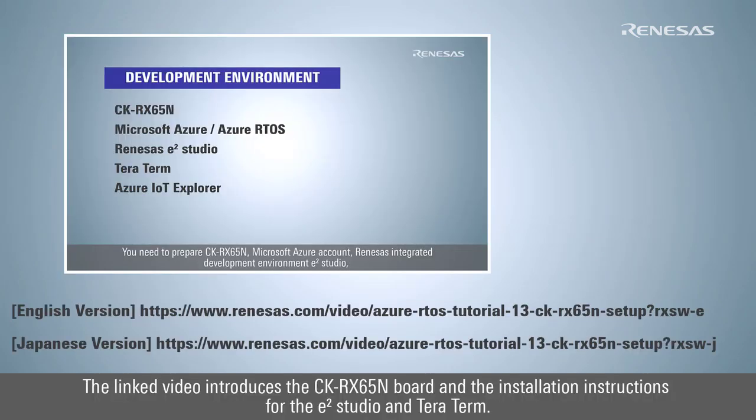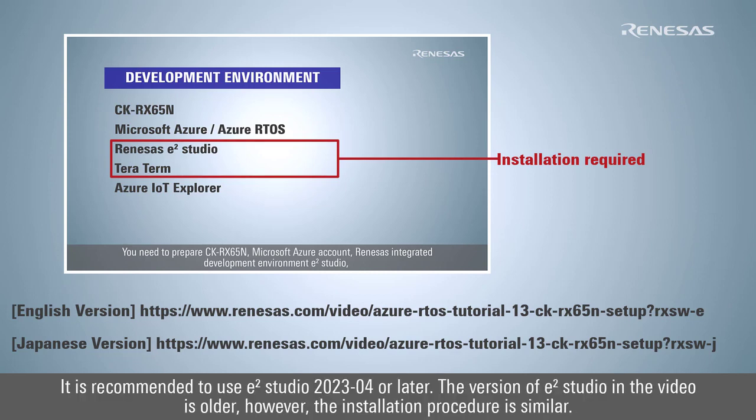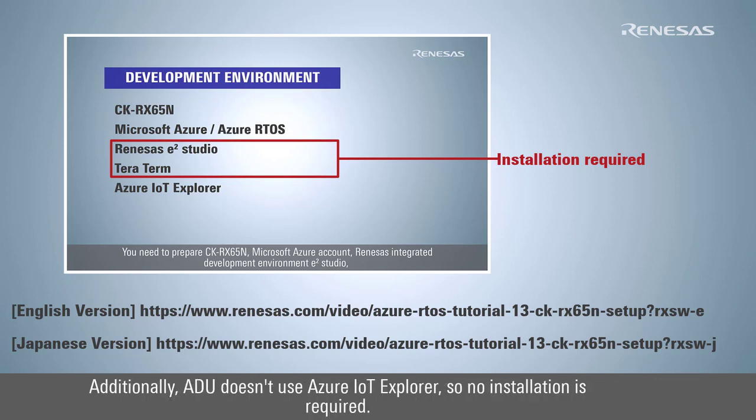The linked video introduces the CK-RX65N board and the installation instructions for the e2 studio and Tera Term. Please refer to this video to install the required tools before running ADU. It is recommended to use e2 studio 2023-04 or later. The version of e2 studio in the video is older, however, the installation procedure is similar. Additionally, ADU doesn't use Azure IoT Explorer, so no installation is required.